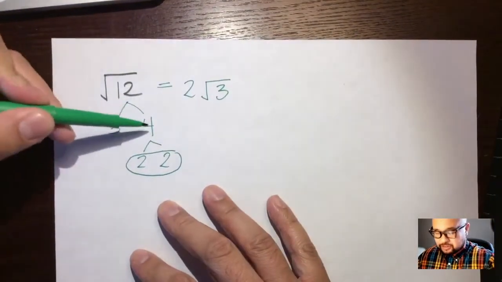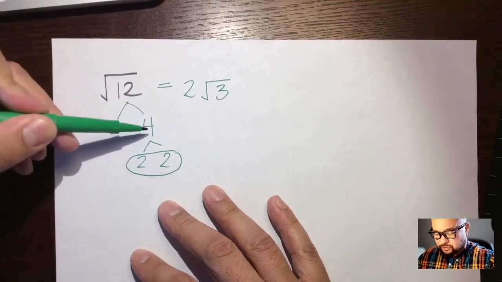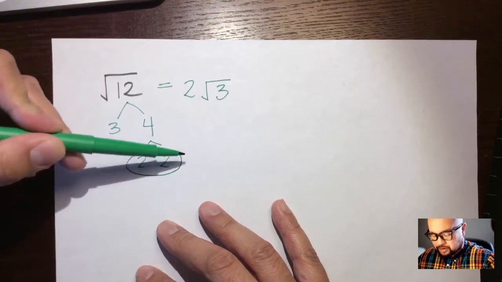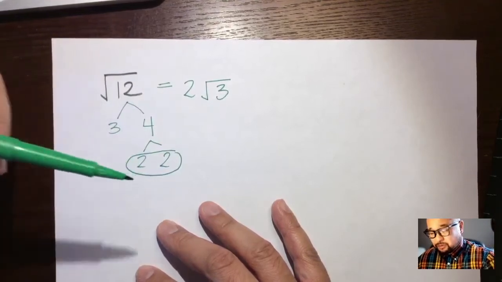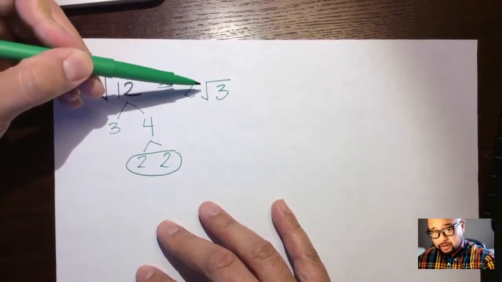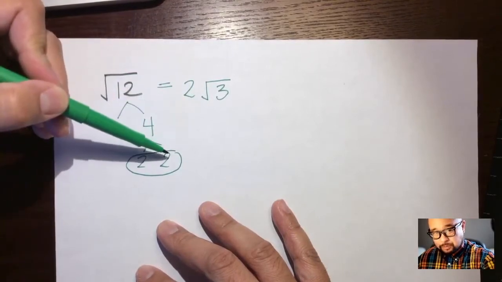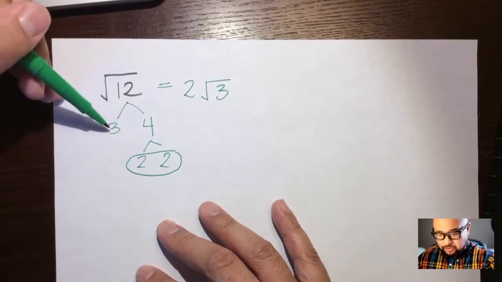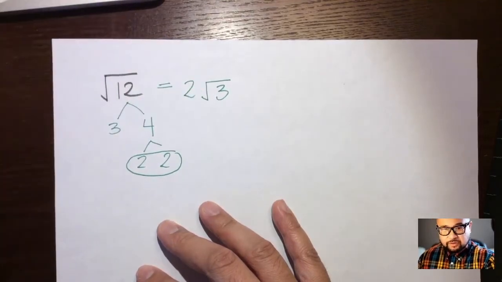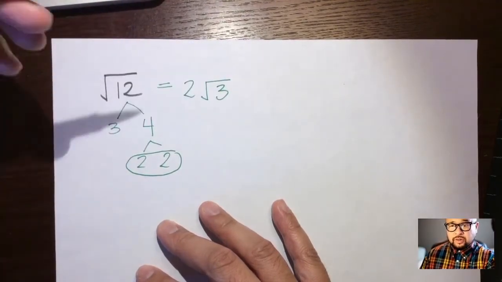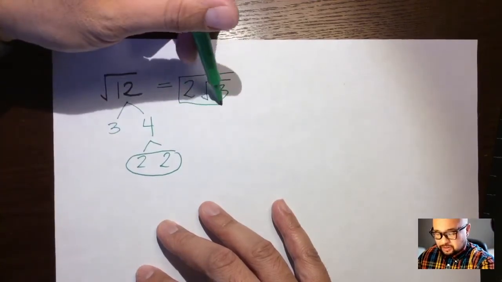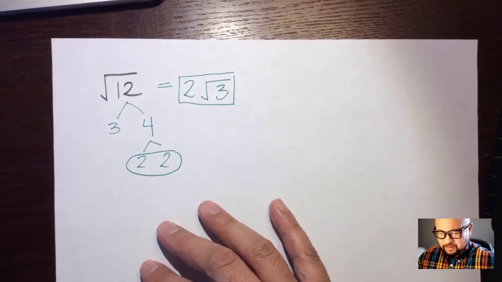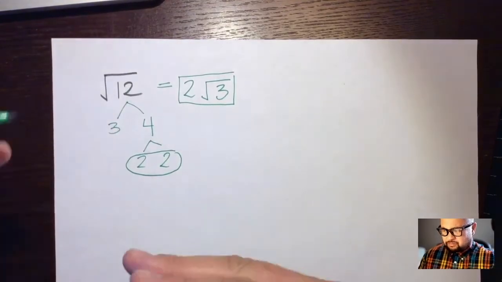Okay, so we factored out 12 to be 3 and 4. We factored 4 to be 2 and 2. And we looked for pairs, and we circled that pair of 2s. And then we wrote the 1 pair of 2s. This represents this 1 pair. And the leftover that wasn't circled, that wasn't part of a pair, was that 3. And we put it in the radical. So it'd be 2 radical 3. There's our final answer.